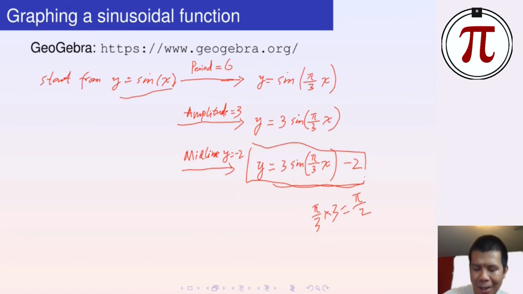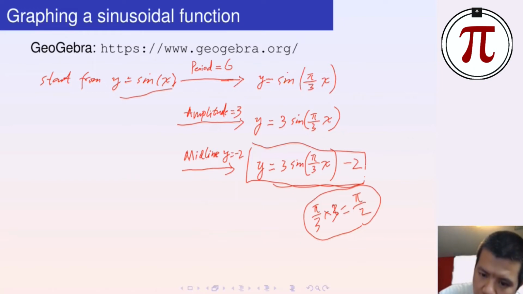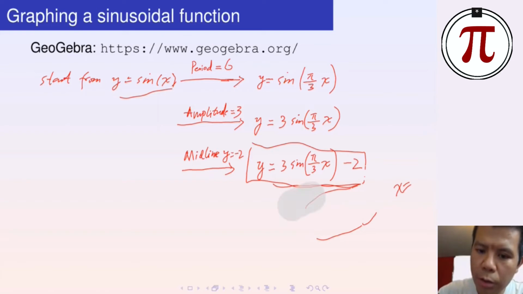But the largest point is attained at what? If pi over 3 times x equals pi over 2. Yes. Now this implies what? X equals what? Okay, sorry. Just rewrite this one.